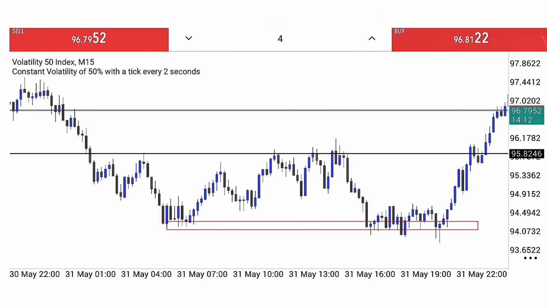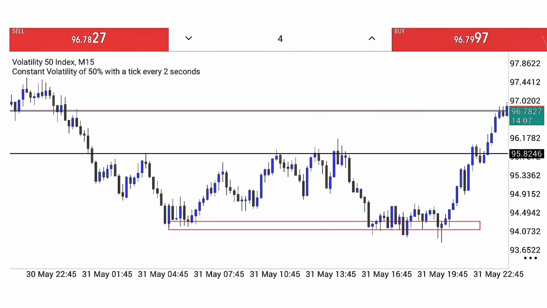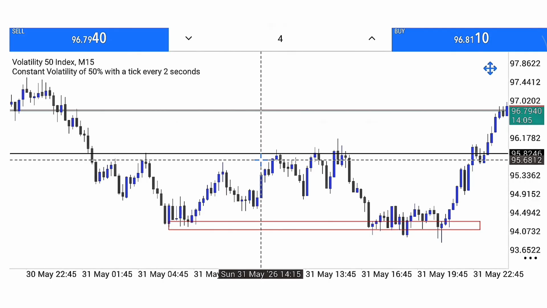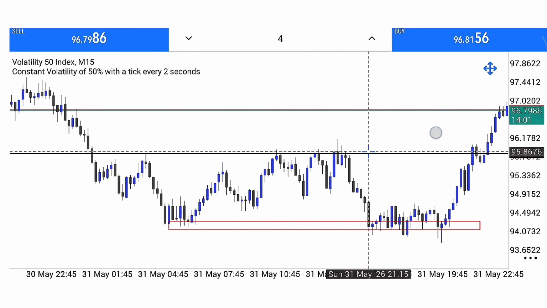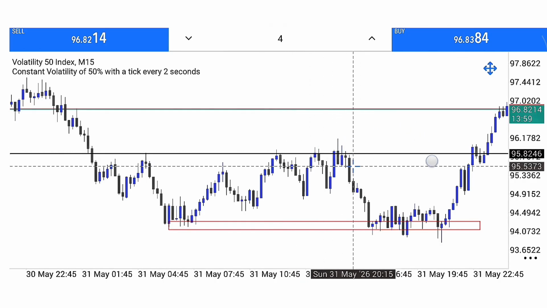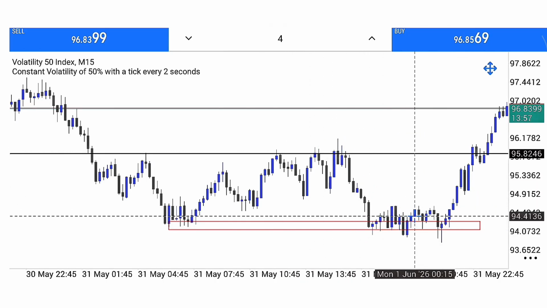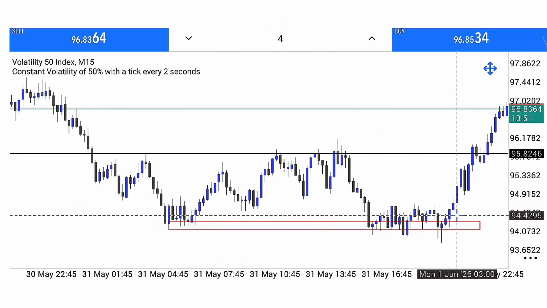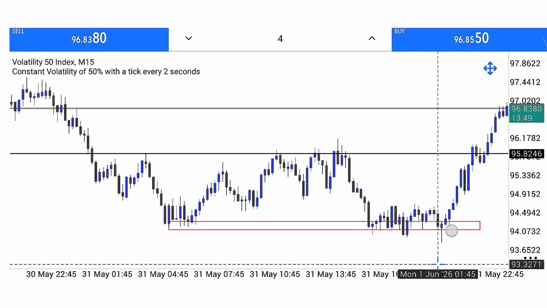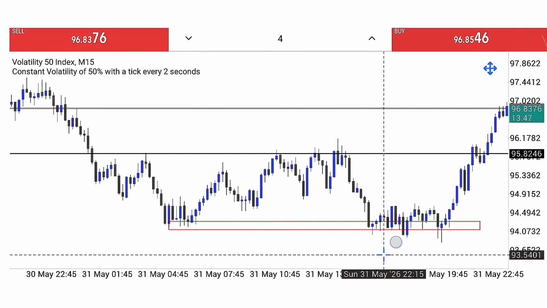When you have drawn your box below the wick of the doji candle, then you wait for the market to break a structure. So when the market has broken a structure like the way it did here, you want the market to now turn back to this box. When the market returns to this box, that is where you are looking out to trade.